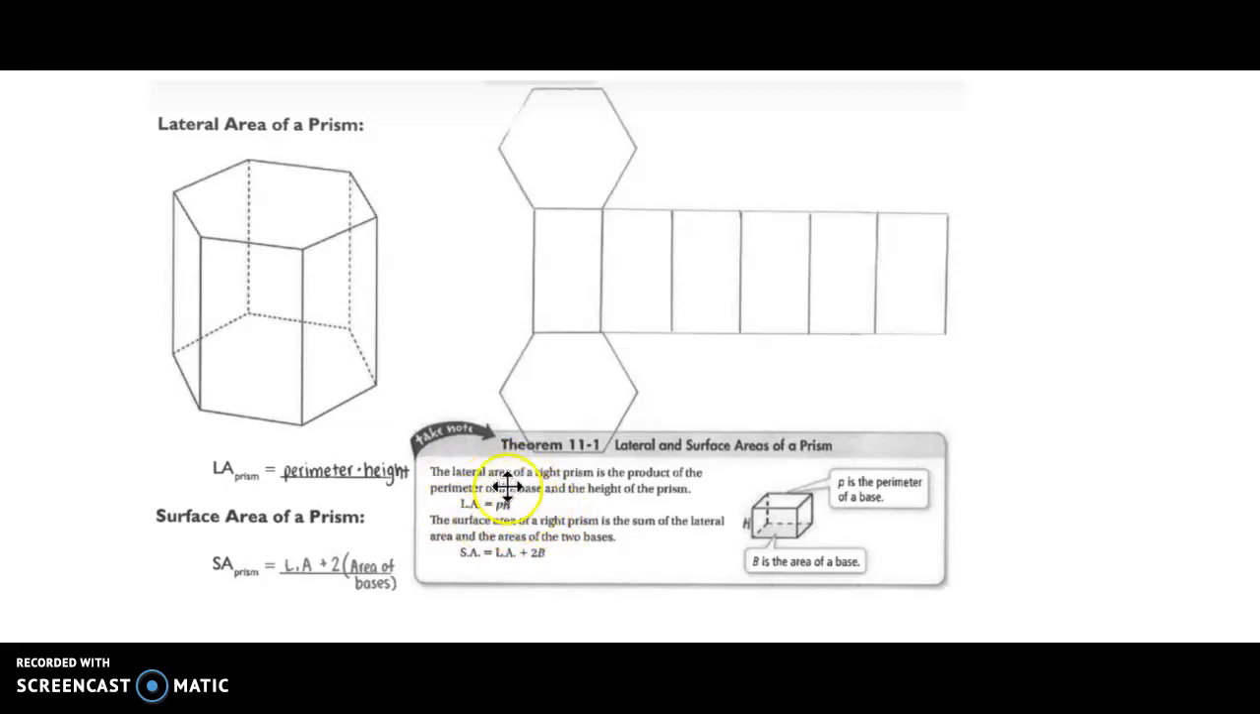So here you're going to have these formulas given to you on the formula sheet. The lateral area for any prism is the perimeter times the height. And then the surface area is going to be the lateral area plus the area of the two bases. Now when you see this capital B, capital B represents the area of the base. And there's 2 of those bases, so that's why you have to multiply by 2.